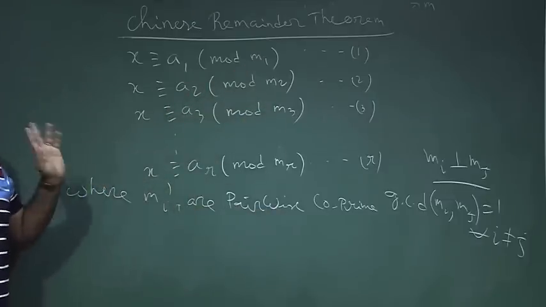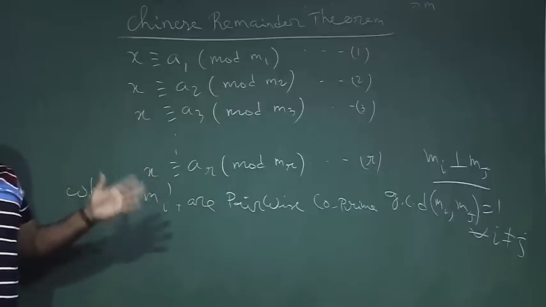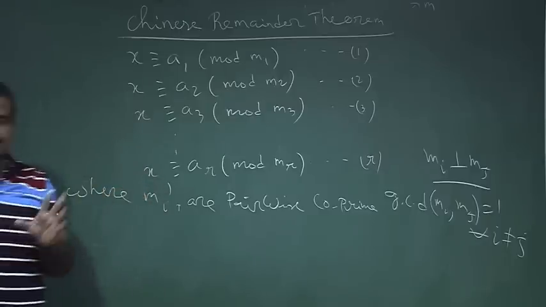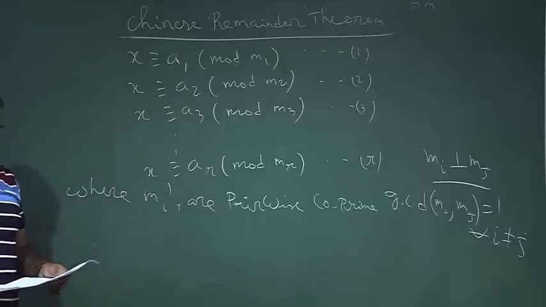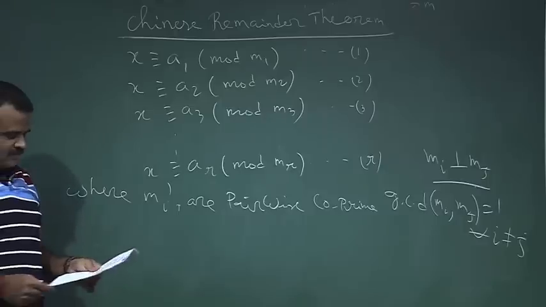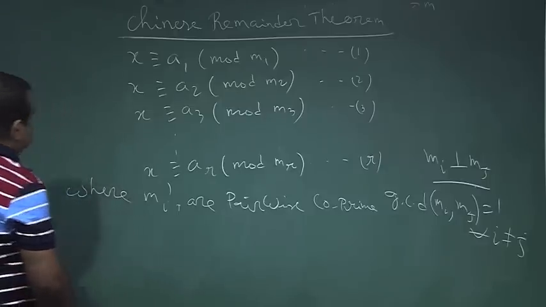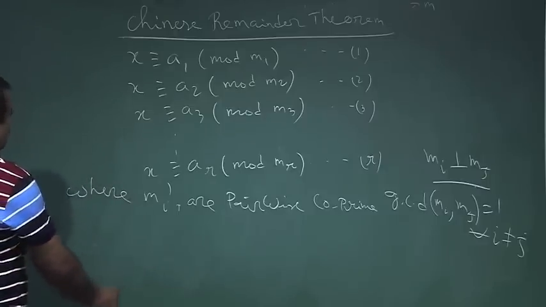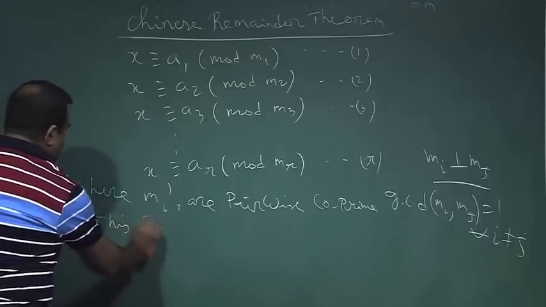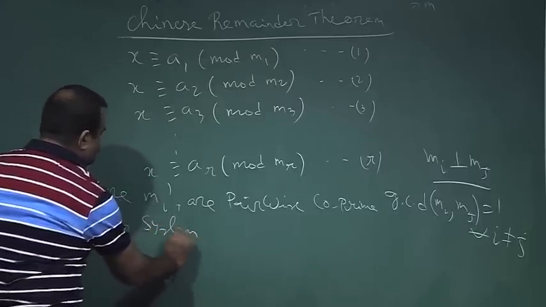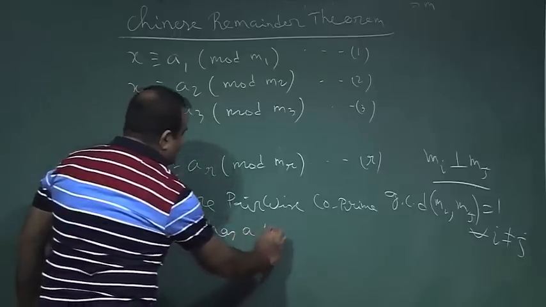So, we have seen this for 2. Now, it is a general case, and after that we will take a particular case for 3 and try to solve that. Okay. So, suppose we have this system, then the Chinese remainder theorem is telling us that this system has a unique solution.